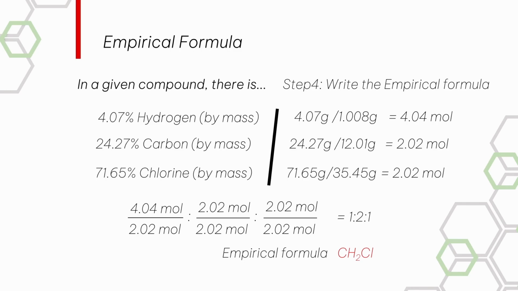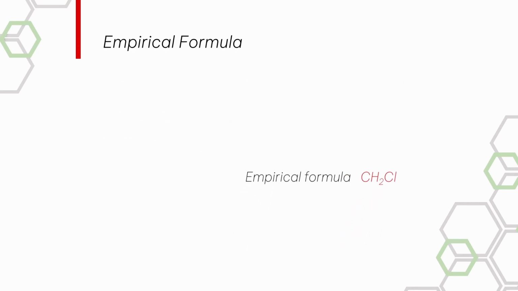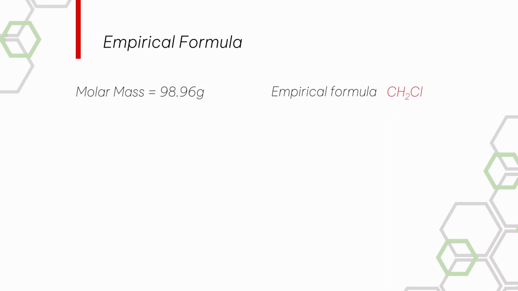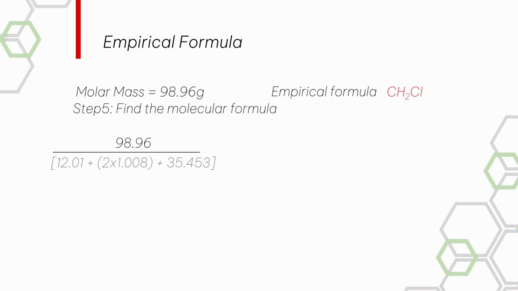CH2Cl. If the molar mass of this compound is known to us, then we can also find the molecular formula of this compound. For this we have to first divide its molar mass by its empirical formula mass. The empirical formula mass of this compound will be equal to the sum of the masses of 1 carbon, 2 hydrogen and 1 chlorine atom. Now after dividing we will multiply the result by the empirical formula, which will give the molecular formula of this compound.